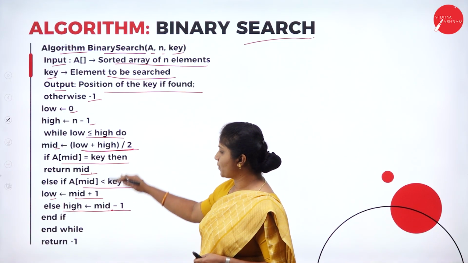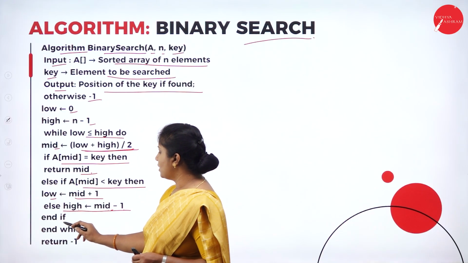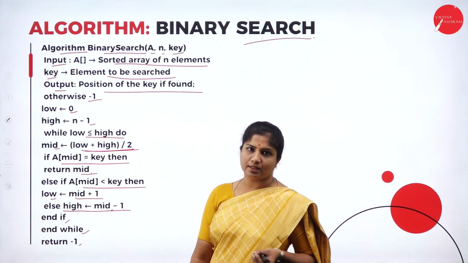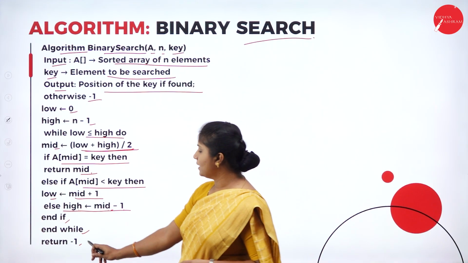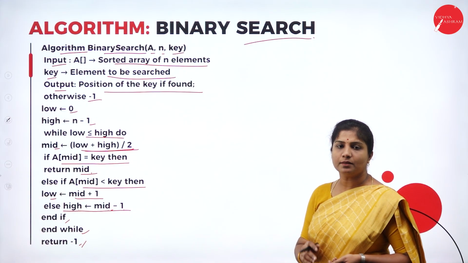Okay, so repeat this process until you get the position of a key element. So next, end if and end while. Otherwise, if the key element, what you are searching for, is not at all present in the array, then return minus 1. Okay, so this is how the binary search algorithm works.